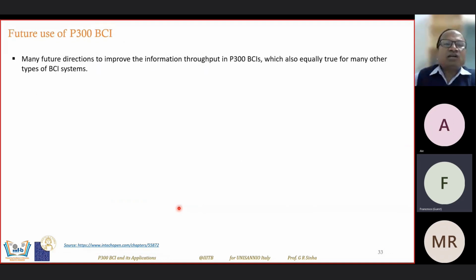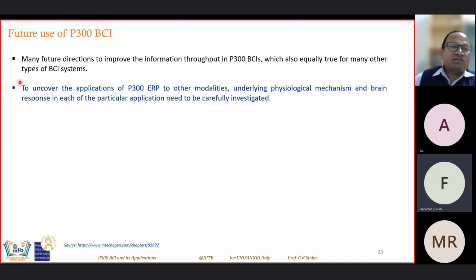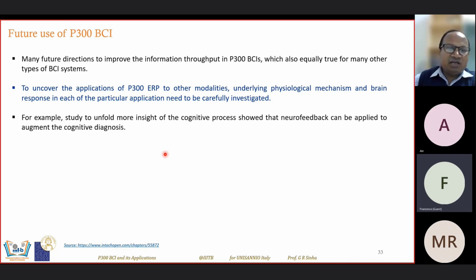So where is the future of P300? Many future directions are there to improve information throughput, which is also equally true for many other types of BCI system. To uncover the applications of other modalities, can we use other modalities, underlying physiological mechanism? The brain response in each particular application needs to be carefully investigated. So these are the areas where research is ongoing in the area of P300.